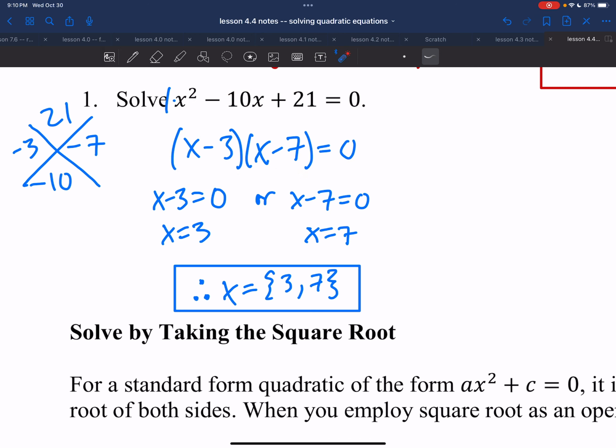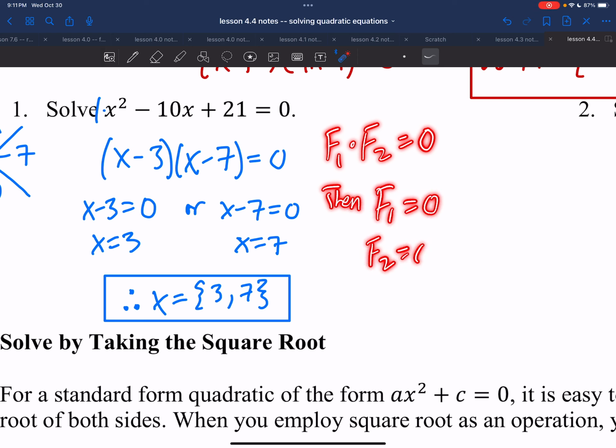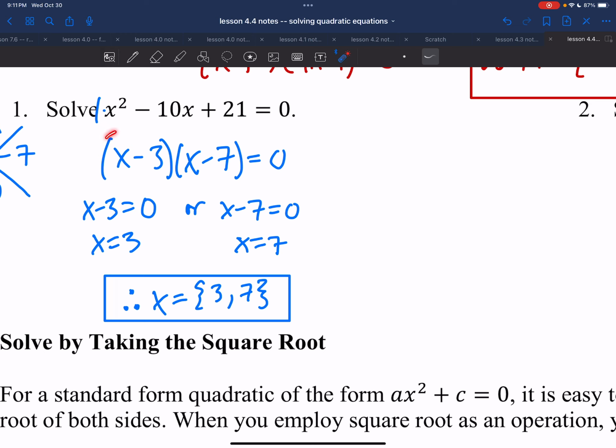And just keep in mind, pay attention to the fact that what we're using is the zero product property. If factor 1 times factor 2 is 0, then either the first factor is 0 or the second factor is 0 would make this true, right? So what you're thinking about is, if this factor is x minus 3, then what number minus 3 gets you 0? That number is positive 3, okay?